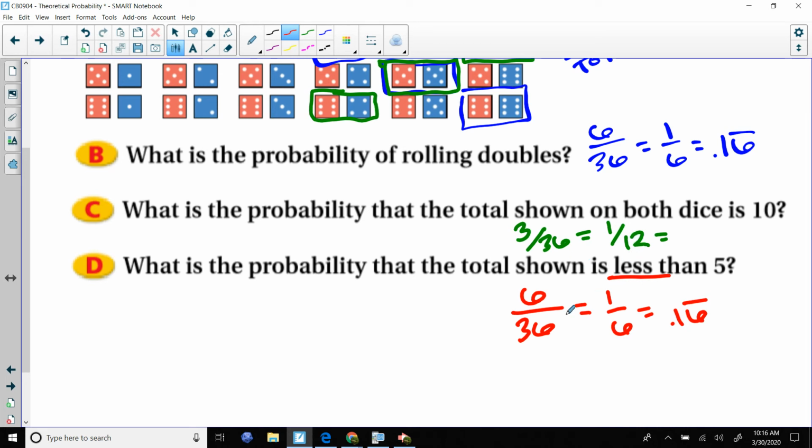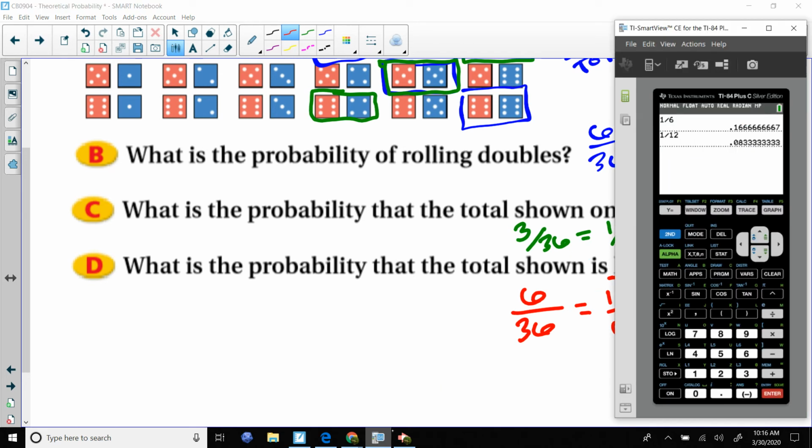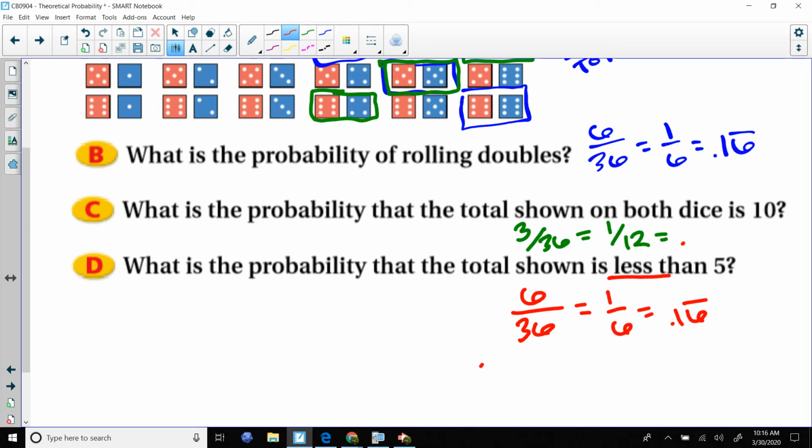I did say that I would do 1 divided by 12, so let's take a look at that on our calculator. And 1 divided by 12 does give us 0.083 forever. So this would be 0.083 forever. And those would be the probabilities that you would type in for your quiz.